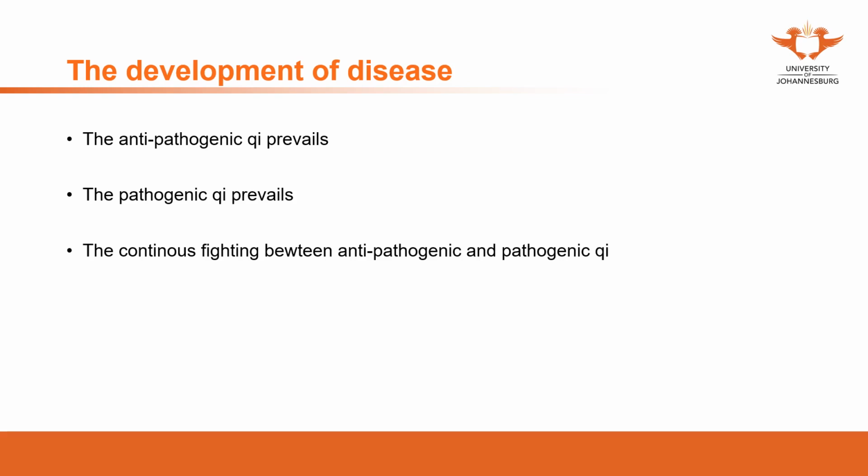When we talk about the onset of disease, we talk about the struggle between the antipathogenic qi and the pathogenic qi. One is your army, the other is the enemy. So the development of disease actually depends on these two forces, your army and the enemy, which one wins, which one prevails. If the antipathogenic qi prevails, this indicates that your body constitution, your healthy qi, is very strong to fight with the pathogen, and the pathogen is declining. It's being eliminated. So in this situation, the disease is going to develop into a good result.